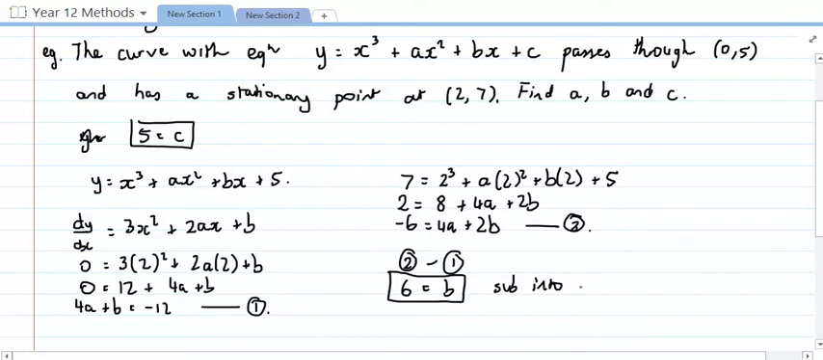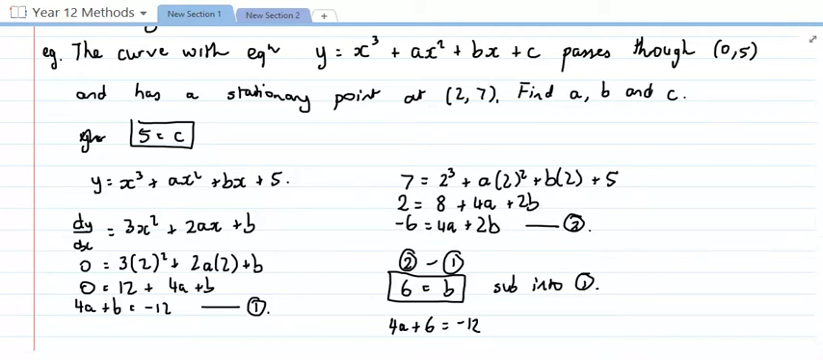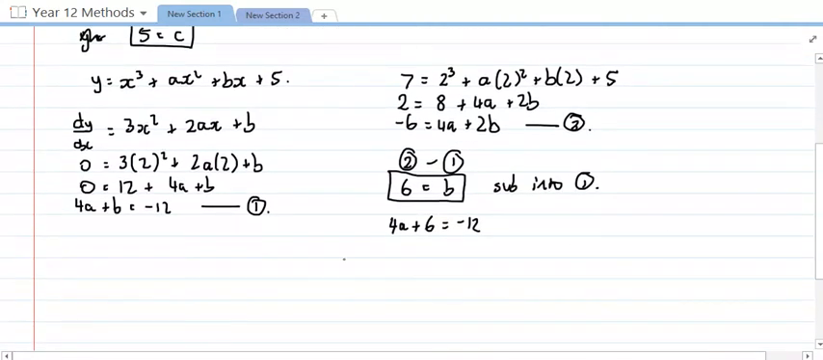to one of the equations. I'm just going to sub it into 1. And so we get 4a plus 6 equals negative 12. I can take away 6 on both sides to get 4a equals negative 18, and then divide by 4 to get a equals negative 18 on 4, which is the same as negative 9 on 2.